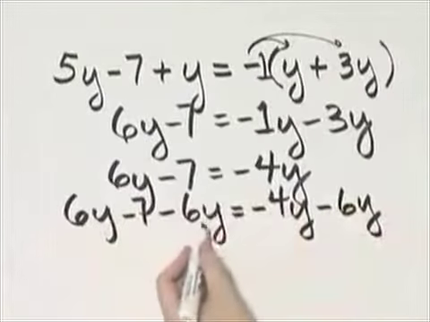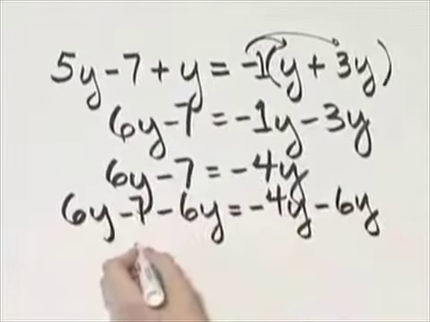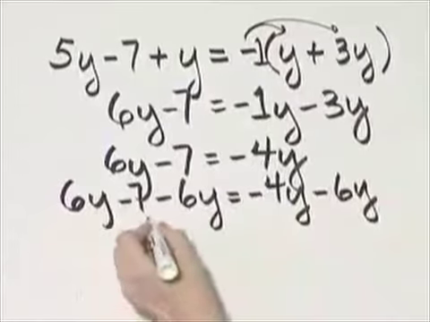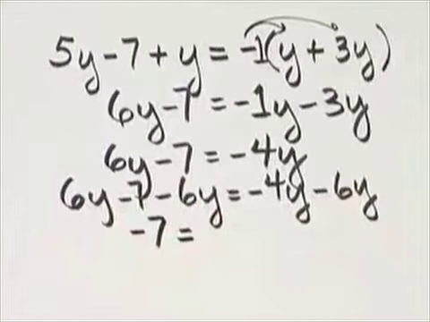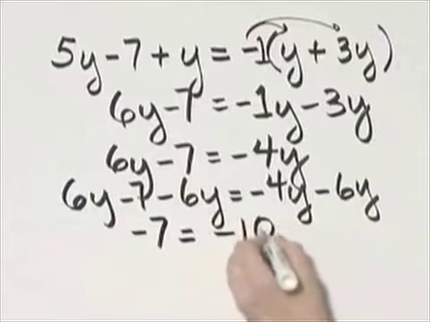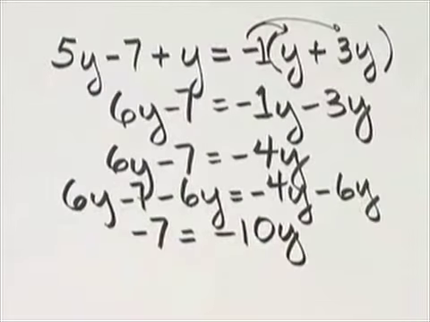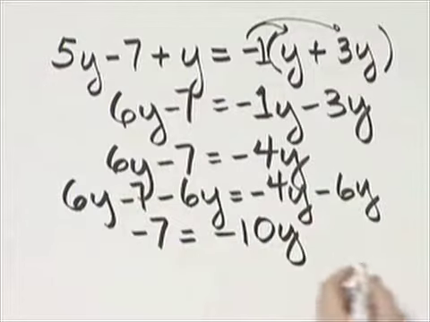What happens on the left side? The 6y subtract out, and I have, be careful, it's negative 7 is equal to negative 4y minus 6y. That's negative 10y. How do I finish solving? I'll divide both sides by the coefficient of y, which is negative 10.